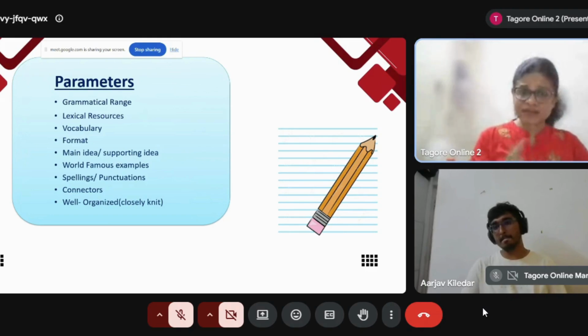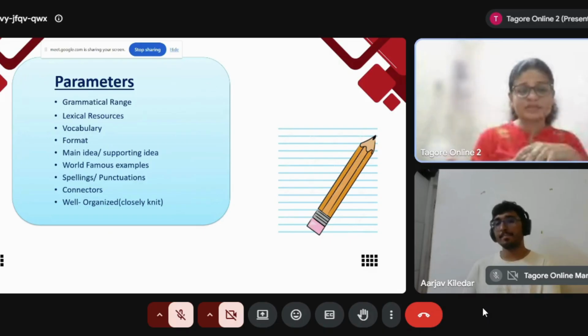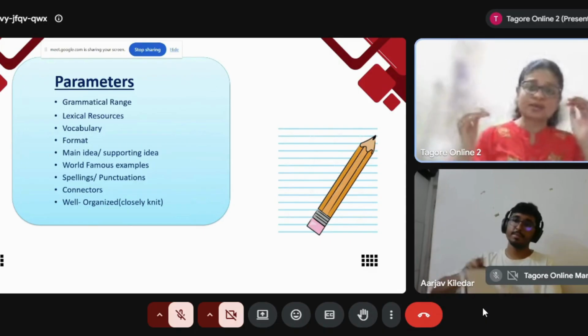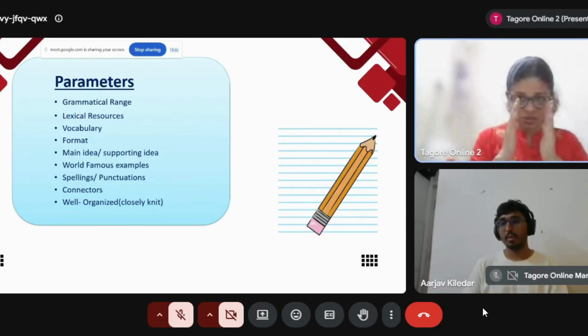Also, write a factual report. Write the actuals. Don't go about beating around the bush. Yeah. So that's what you're connecting: sentences, your spellings, your punctuations, your main idea, the supporting idea, your vocabulary. All this should go in a consistent flow. Got it.